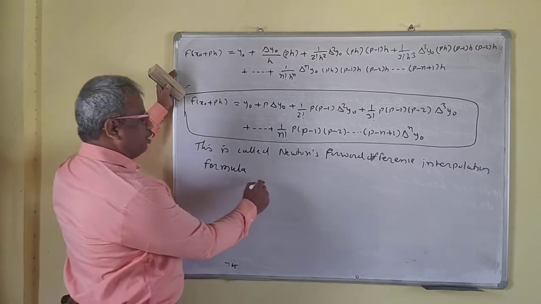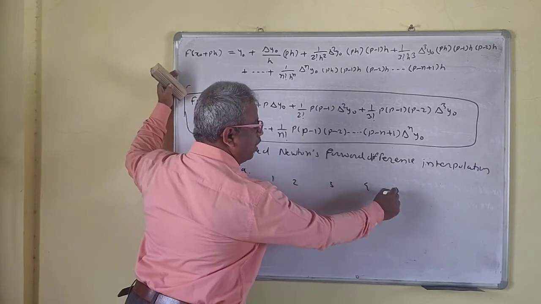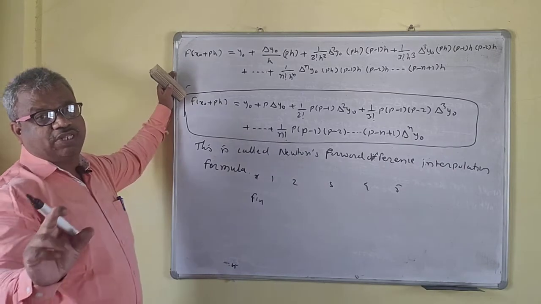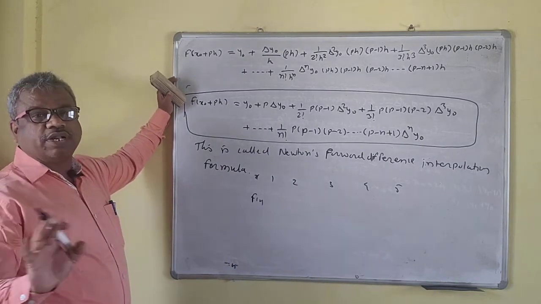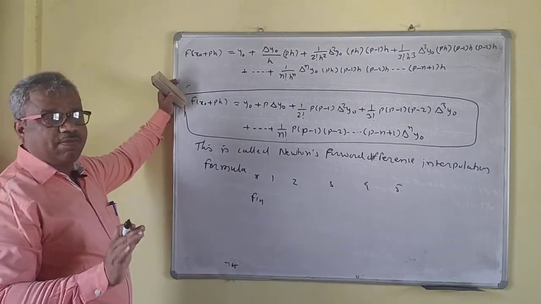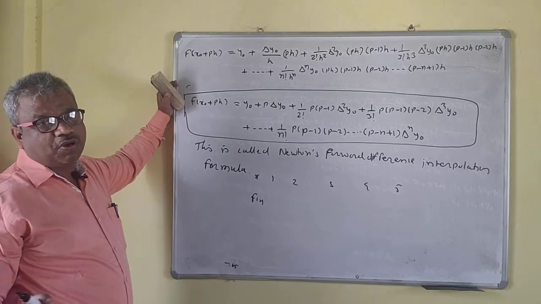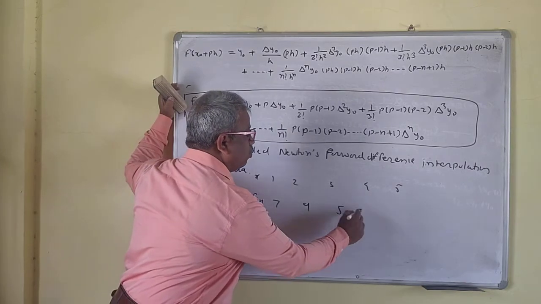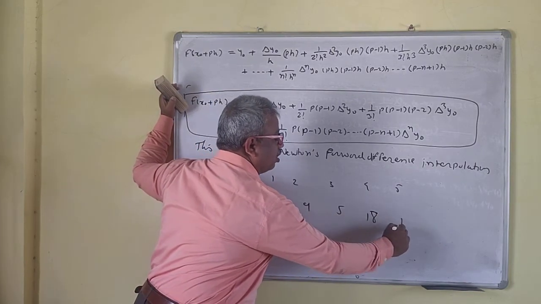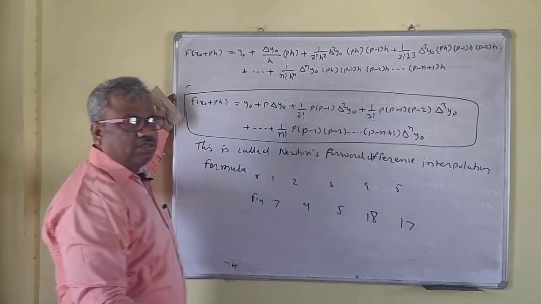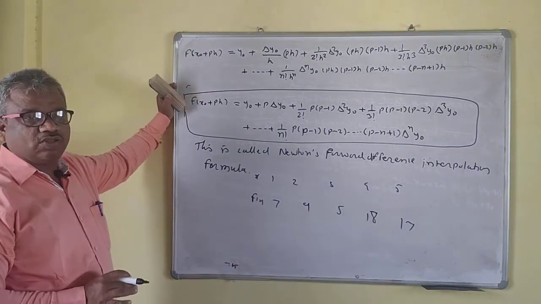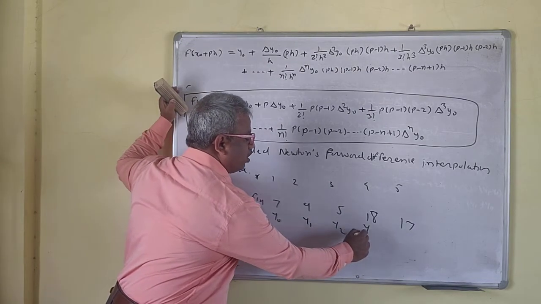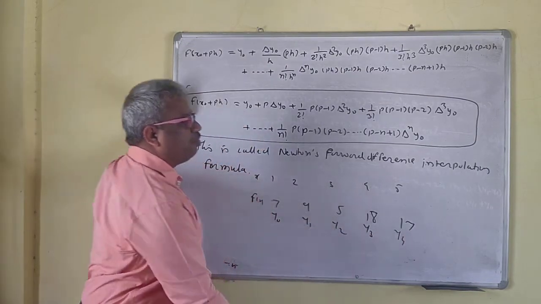Suppose we have been given values like this: 2, 3, 4, 5. Suppose these are the values of x. The values of x should be equally spaced. If the values of x are not equally spaced, you cannot apply Newton's forward interpolation formula. Note that. Suppose the values are 7, 9, 5, 18, for a function. Now this is your y naught, this is your y1, y2, y3, and y4.